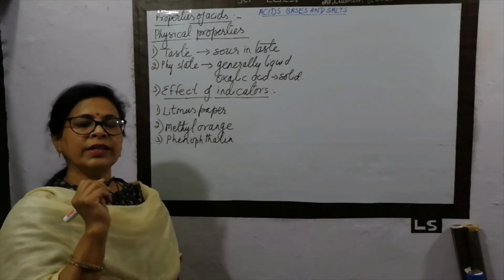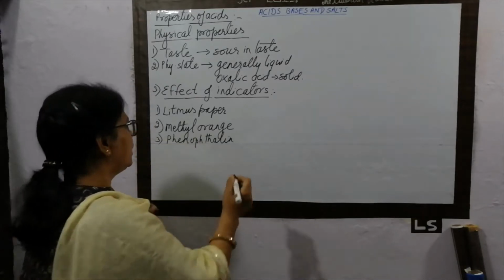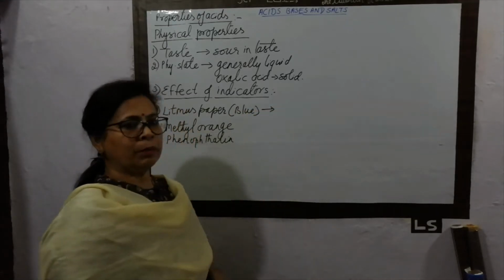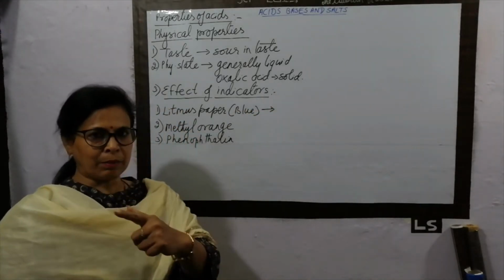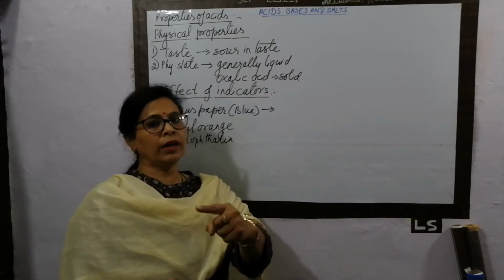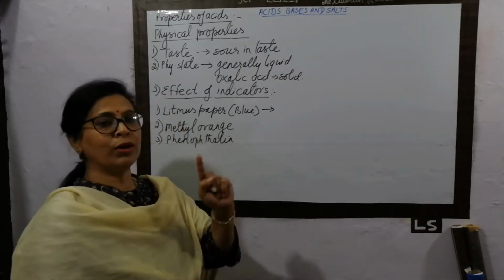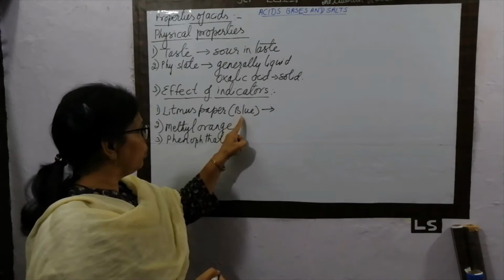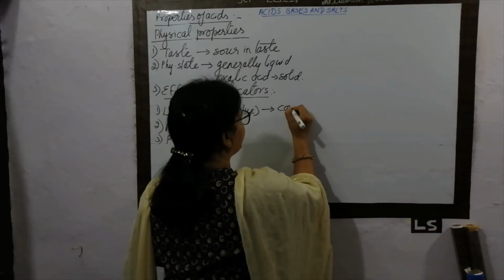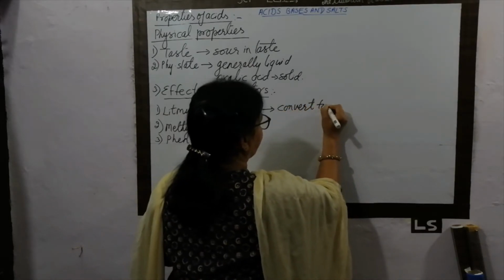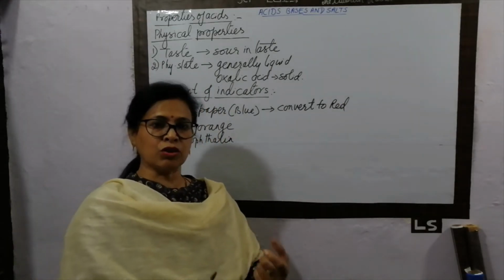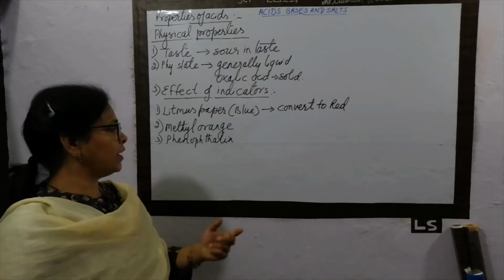Now we have to notice the effect of these indicators with the acid. Litmus paper, we are talking about the blue litmus. What happens when the blue litmus comes in contact with the acid? Must remember, acid is able to dissociate or ionize H plus ion only in the presence of water. So we have to use moist litmus paper. If we bring the moist blue litmus paper in contact with the acid, this blue litmus paper converts to red. If it becomes red in color, then we must term the substance or solution that we tested as an acidic substance.